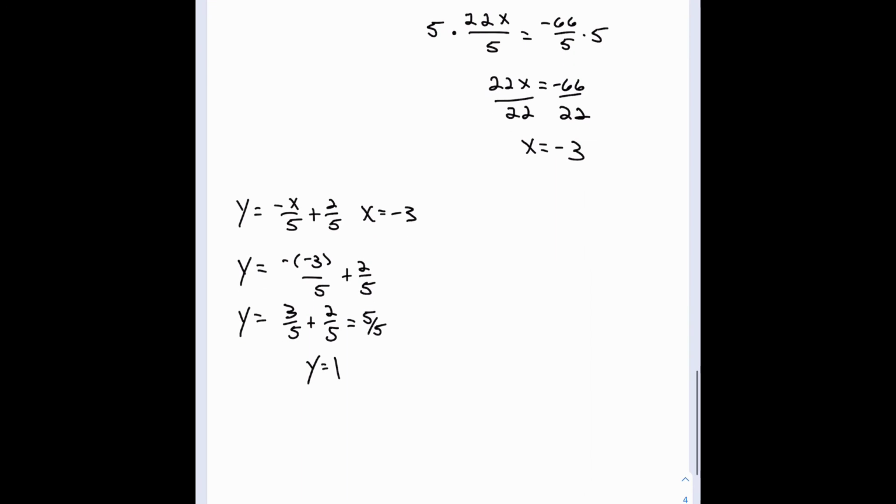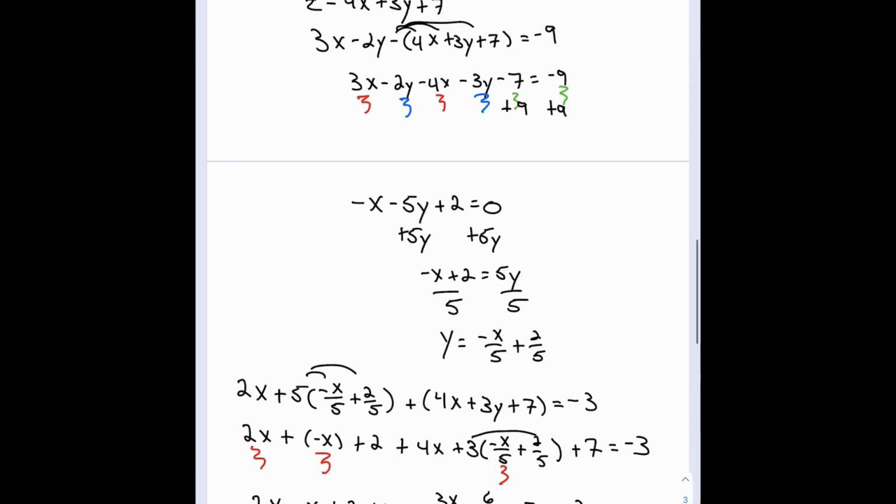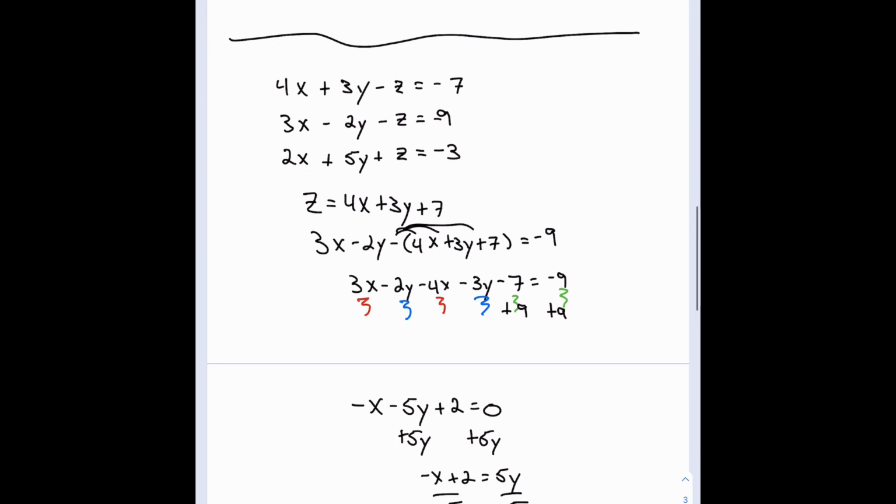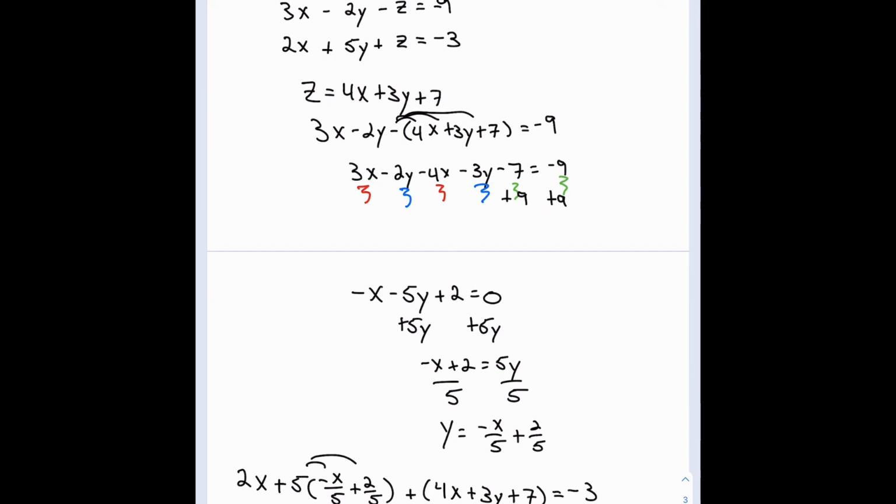All right, now that we know what x and what y is, we can take what we found z to be and solve for z. So here's our formula for z. We'll bring it down.